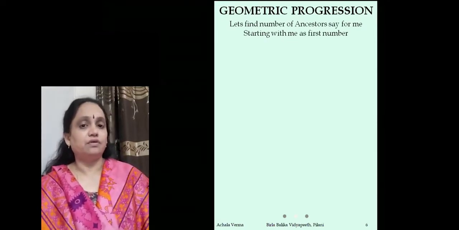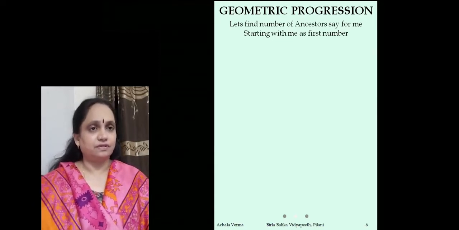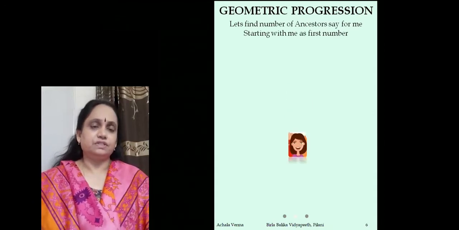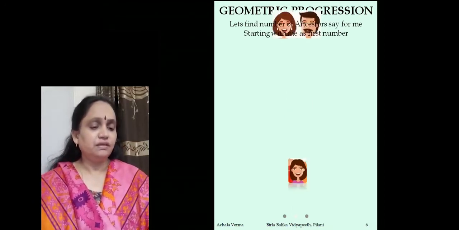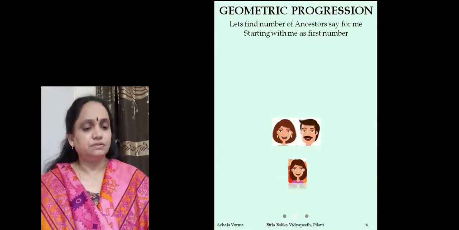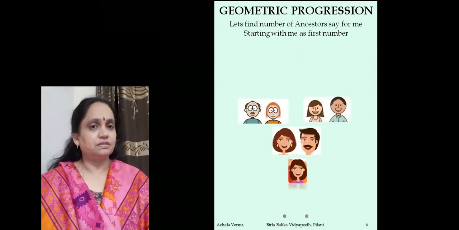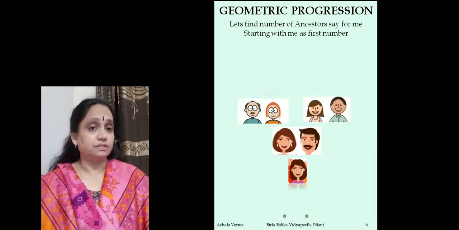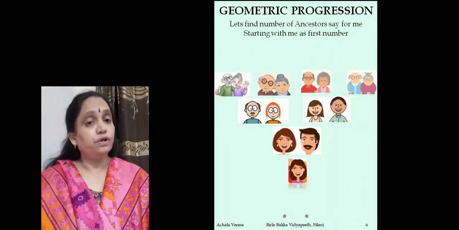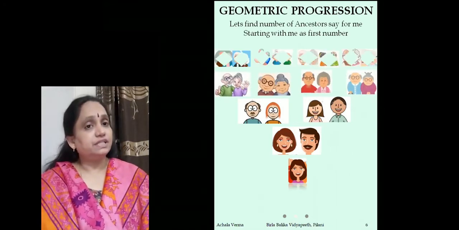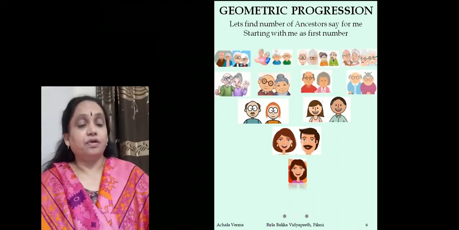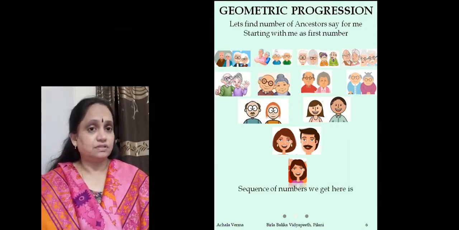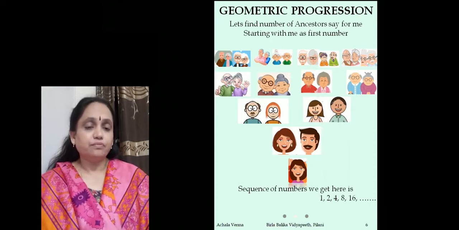Suppose I want to find out the number of ancestors that I have, starting with me being the first term. So that's me, that is one person. I have two parents, so that is two people. I have four grandparents, that is the number 4. Then I have 8 great grandparents, and I have 16 great-great grandparents. What would be the sequence of numbers that we get?